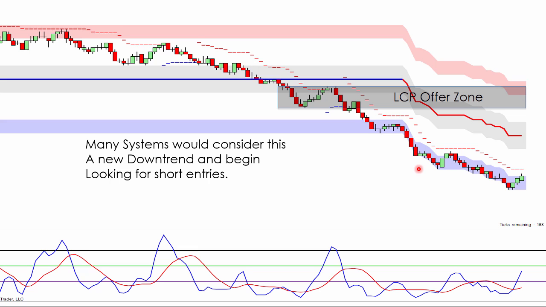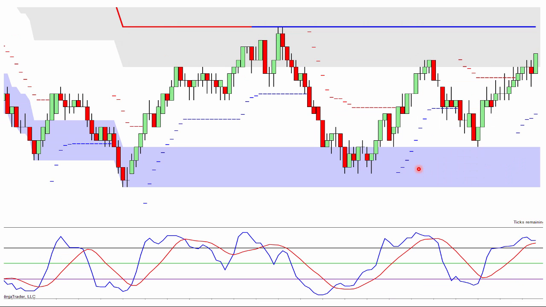And guys, at this point, many systems would actually consider this a new downtrend and begin looking for short entries. But we know we're still looking for longs because of our high time frame. And we know we're looking for a price pattern. So where's the next trade? Well, guys, it's a money pattern or a weaker low. Let's take a look at the next part of the chart.